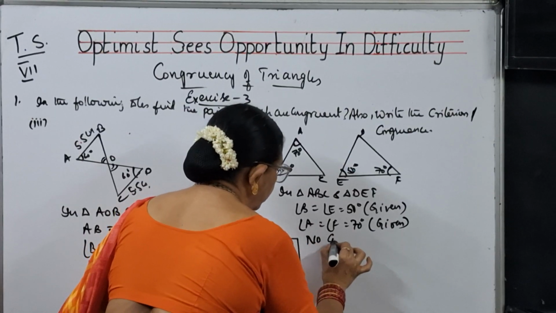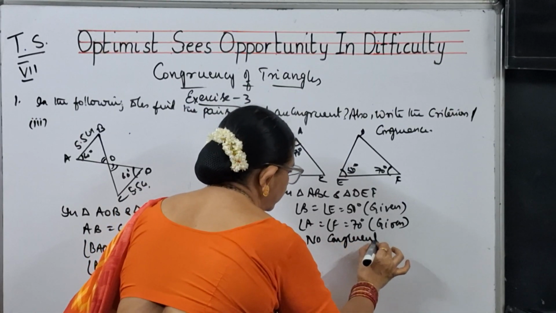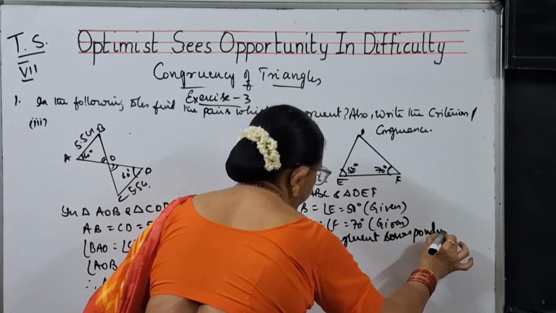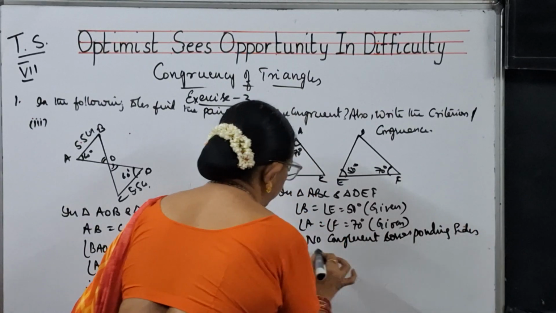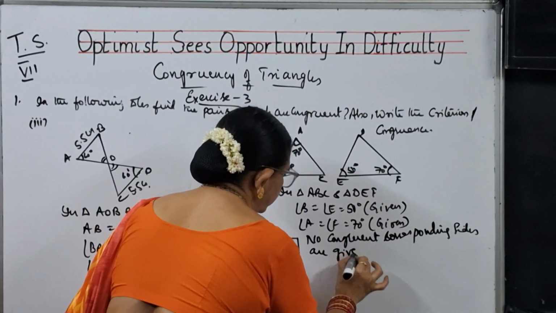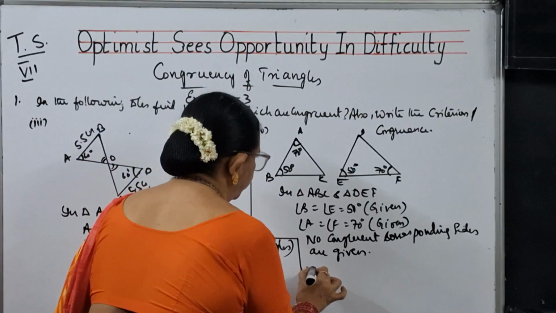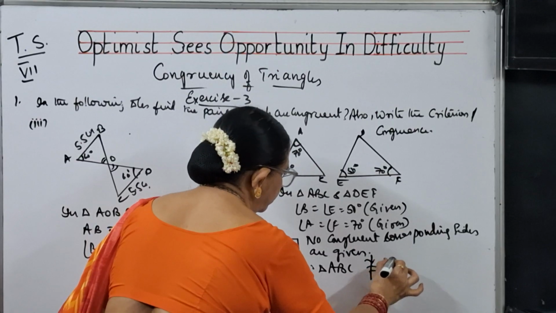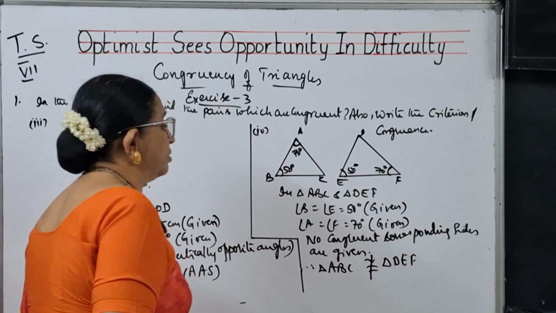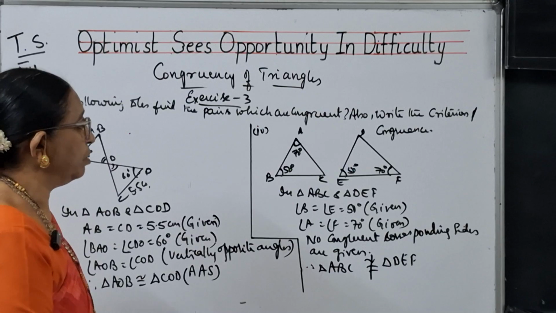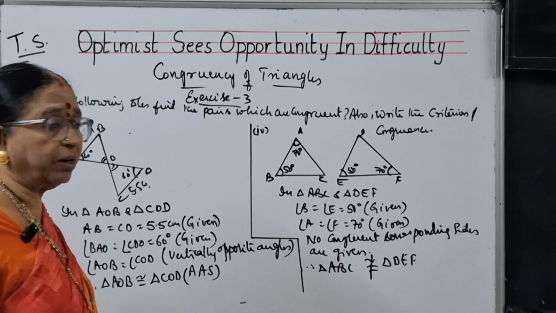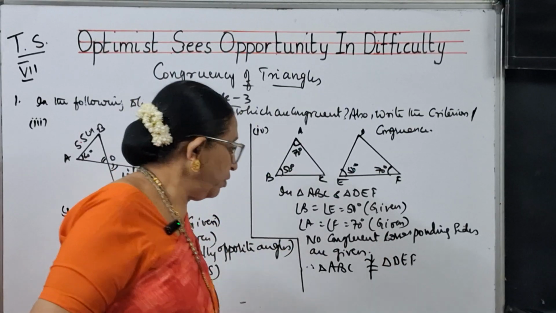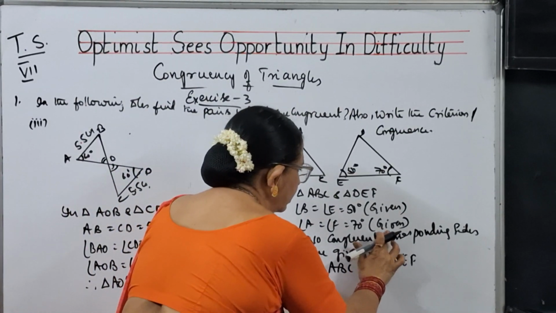No congruent corresponding sides are given. Therefore, we will say the triangle ABC is not congruent to triangle DEF. We cannot say that these two triangles are congruent because the required measures are not there. They have not given congruent corresponding sides.